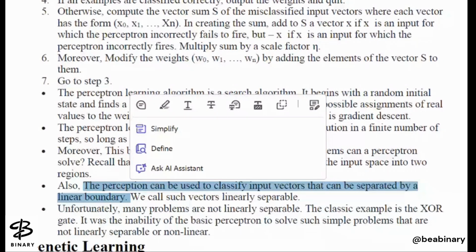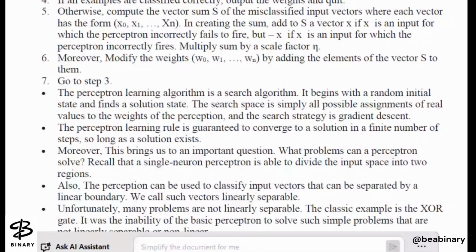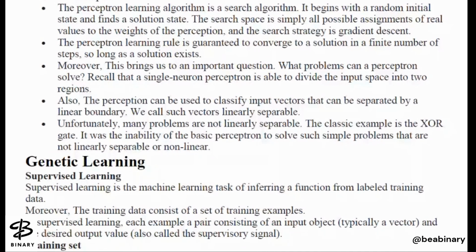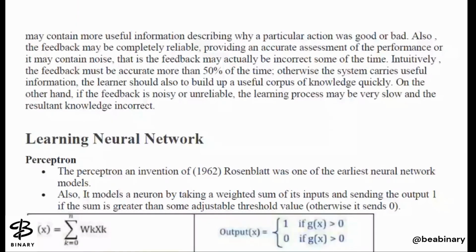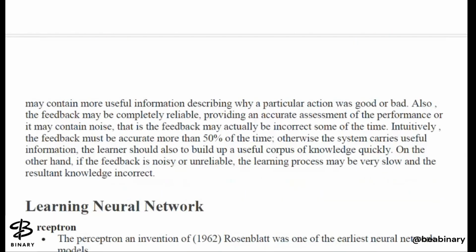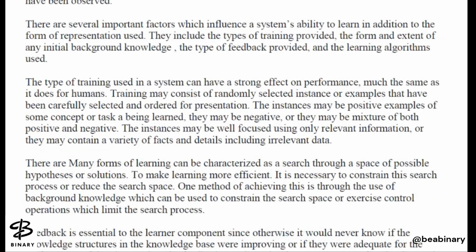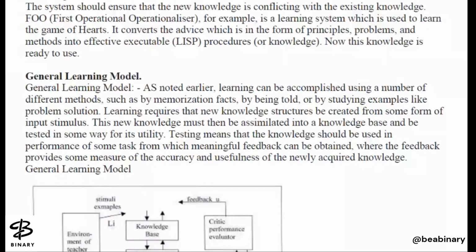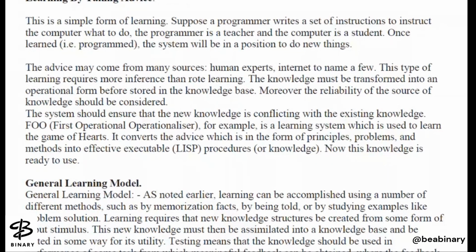Unfortunately, many problems are not linearly separable in neural networks. The classic example is the XOR gate. It was the inability of the basic perceptron to solve such simple problems that are not linearly separable, or non-linear. So here we are taking an example of neural network learning that is in our syllabus. We have discussed the complete neural networks and the algorithm also under the perceptron.